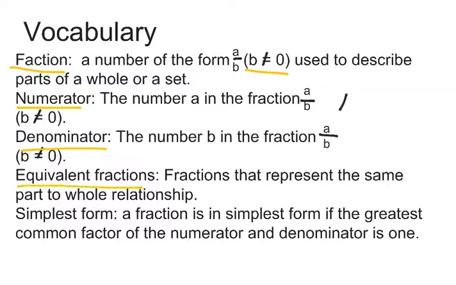Equivalent fractions are fractions that represent the same part-to-whole relationship. And simplest form: a fraction is in simplest form if the greatest common factor of the numerator and the denominator is 1. In other words, you can't divide any more by any other numbers other than 1. So go ahead and take a minute to pause this to copy down your vocabulary.